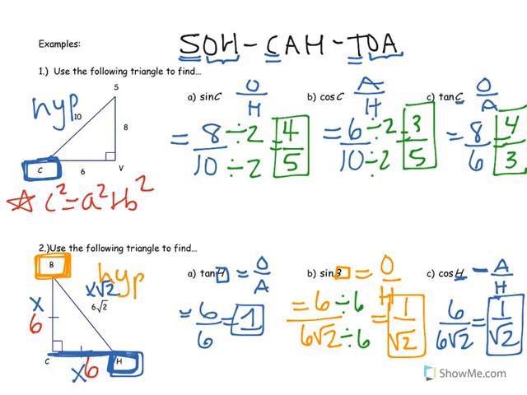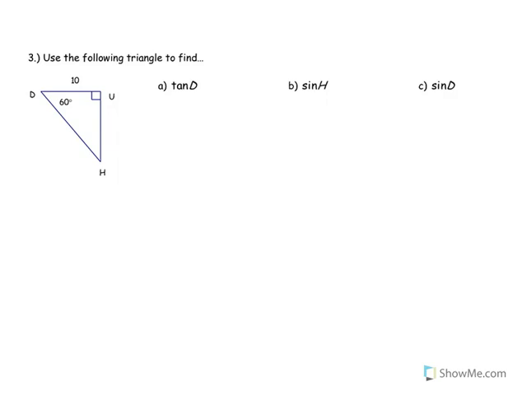Let's look at the last one. Now we have our 30, 60, 90 triangle, okay? So let's find the missing sides. Across from the 30 is the x, across from the 60 is our x root 3, and hypotenuse is 2x. I know that x is 10, so my side lengths are 10. 2 times 10 is 20, and x root 3 becomes 10 root 3. Okay? So now that I have my 3 sides, let's find our trig ratios.